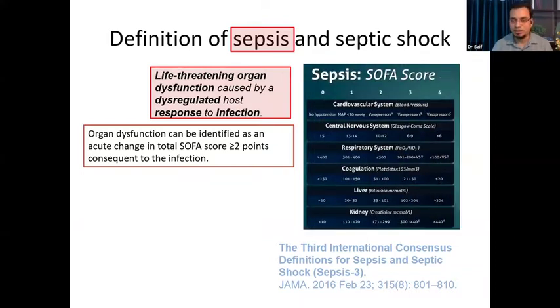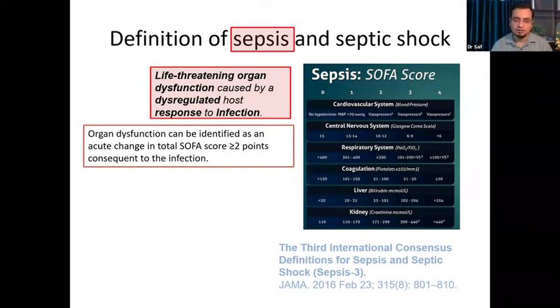So this score was developed way back in 1996 by European scientists, and they came up with 6 organs, and they gave scores to the organ dysfunction: cardiovascular system, central nervous system, respiratory, coagulation, liver, kidney. The minimum score is 0, the maximum score is 24. And if the score is more than 12, the mortality is more than 50%.